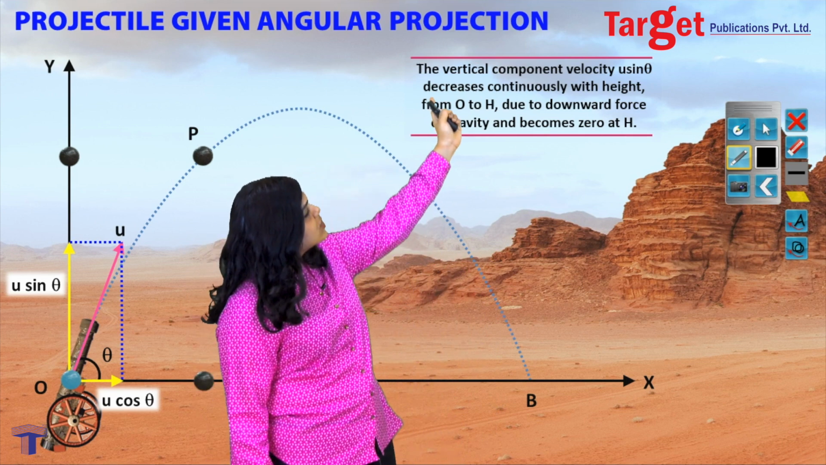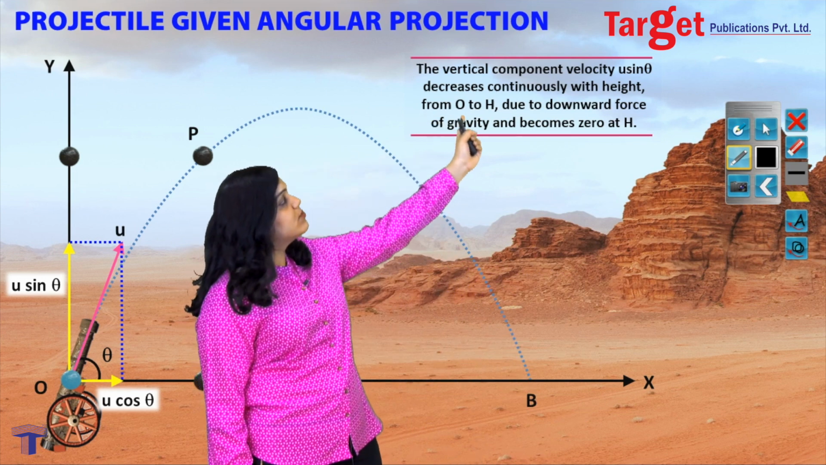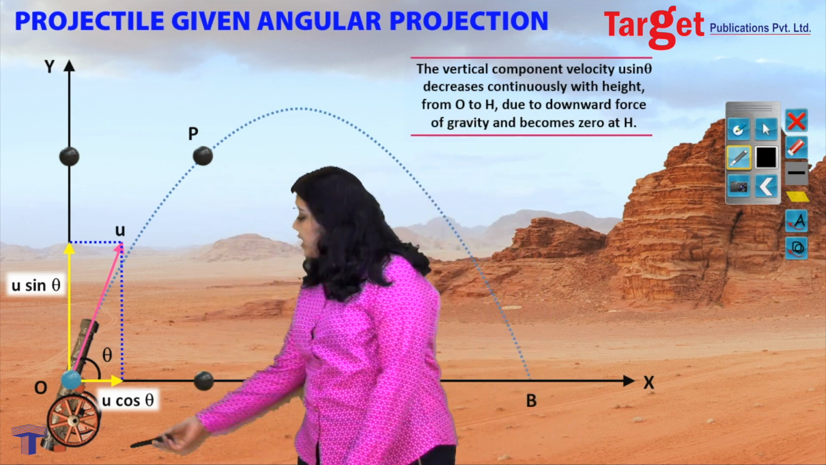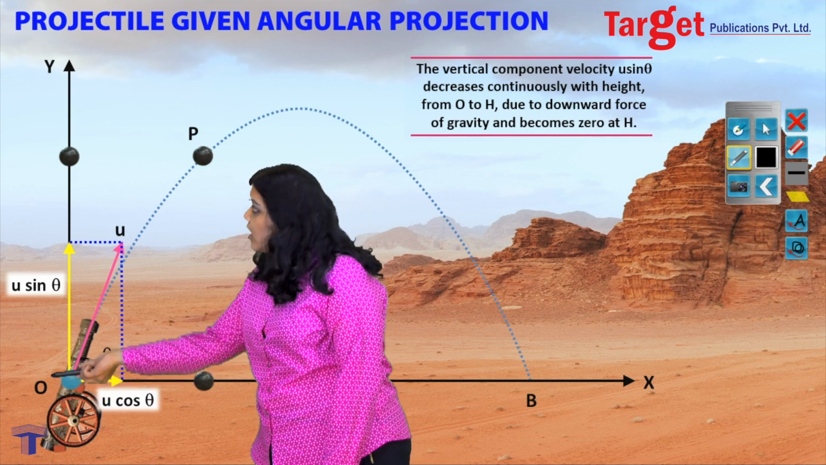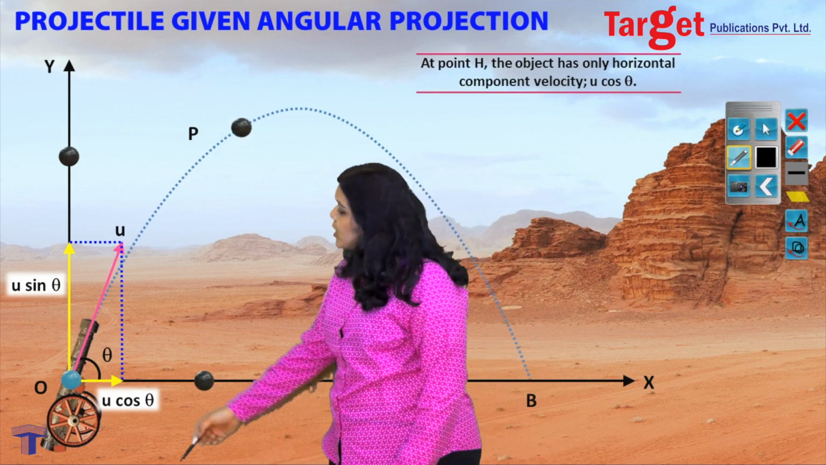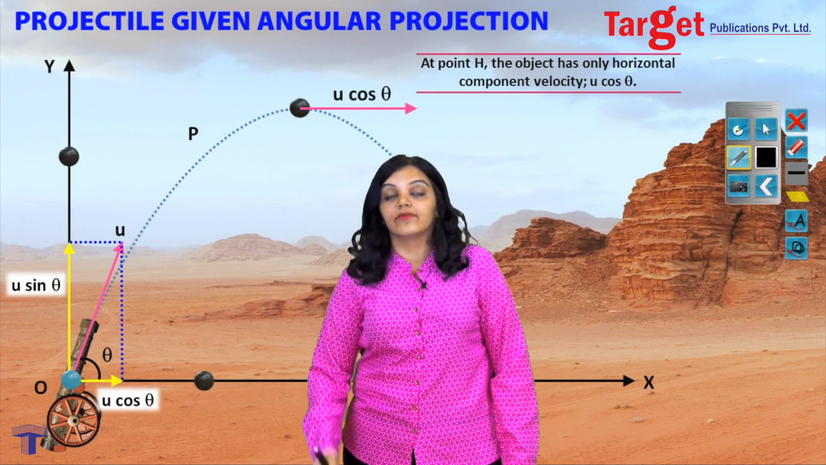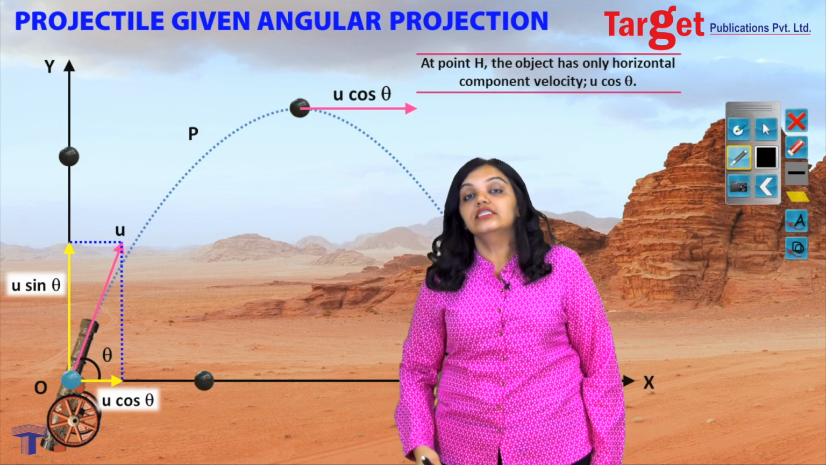And they are saying that this will decrease continuously with height. That is when it will go from 0 to h. That means when the object will go from 0 to h, h is the highest point in its motion. So when this object goes from 0 to h, the velocity is decreasing. Now you can understand this intuitively.